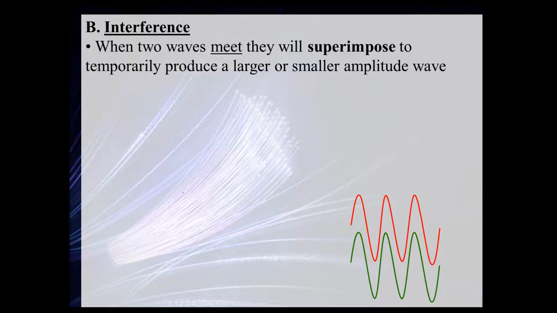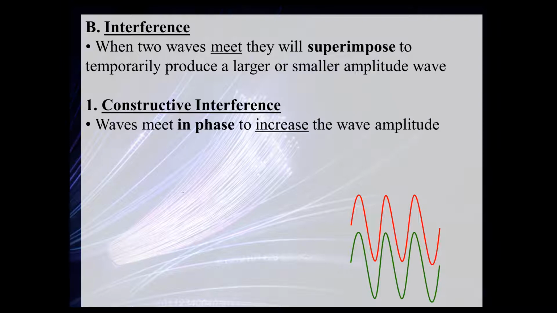In this diagram, I've just shown two waves. I have one wave that I've drawn in red, and I have one wave that is drawn in green. And if these two meet in some fashion, they can either produce a larger combined wave, or they can produce a combined smaller one. So let's look at the two different kinds of interference, starting with constructive interference. Constructive interference occurs when waves meet in phase. When I say that waves meet in phase, what that means is that, let's say we drew a vertical line through these waves here.